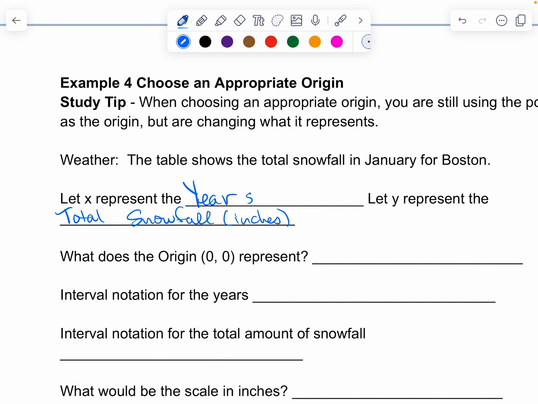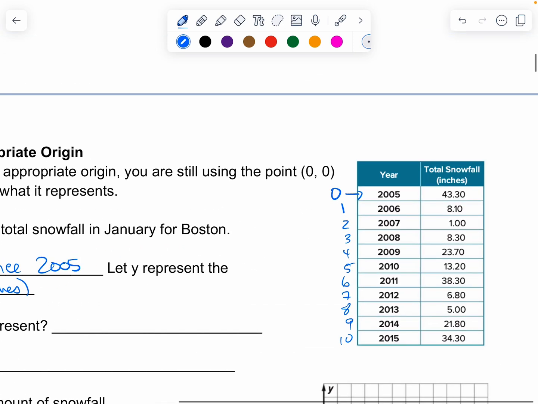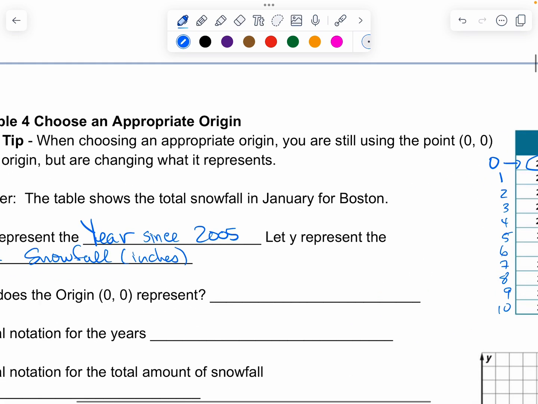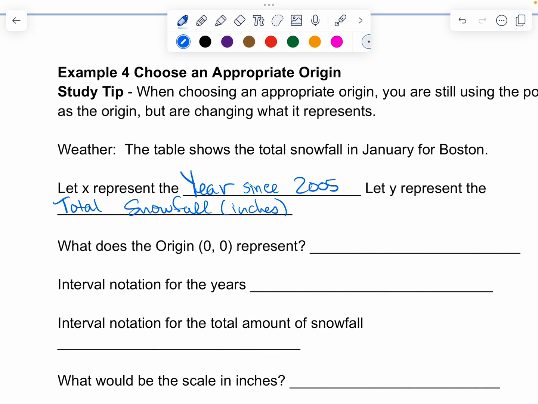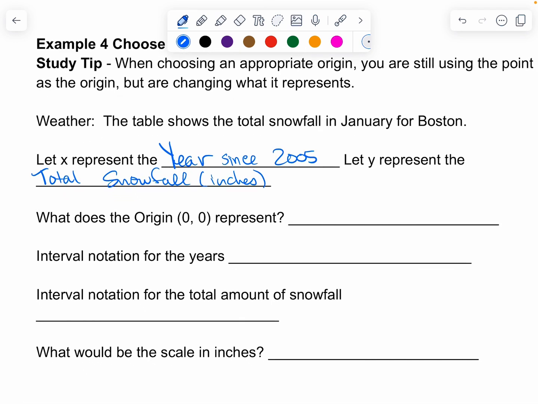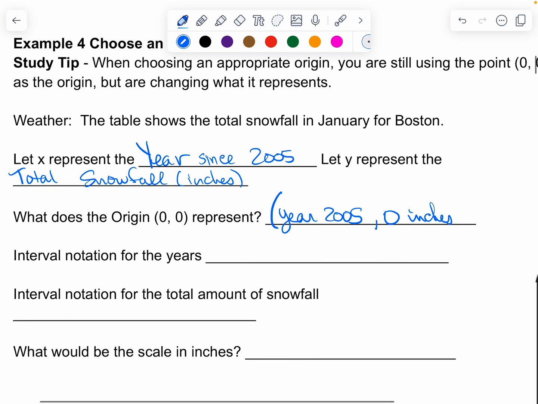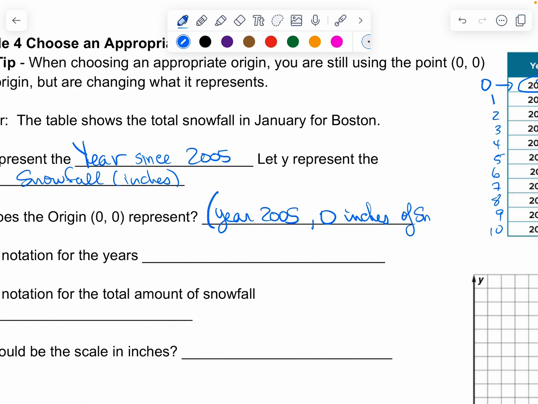Once we do that, this is going to be the years since 2005. I want to be better at my explanation because we're not going to be using the year 2005, 2006, 2007. We need to incorporate this into what the X's are representing. So the origin is going to be year 2005 and 0 inches of snowfall.